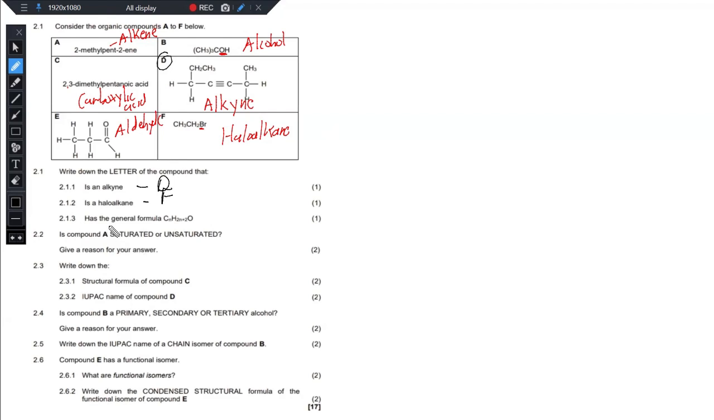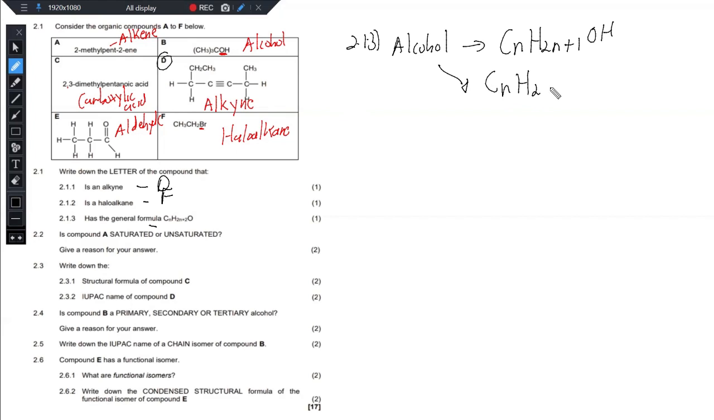Now, 2.1.3 says, write down the letter of the compound that has the general formula CnH2n+2O. Now, note that this here is not an alkane, obviously, and from the options that you are given here, there is no alkane. But you need to be very careful of one thing. When they give you the general formula of alcohol in your textbooks, normally you see it like this, CnH2n+1 and then OH. But this here can also be the general formula of an alcohol.